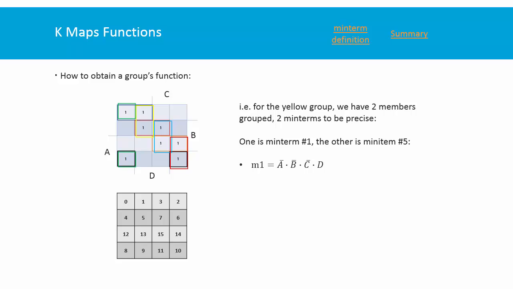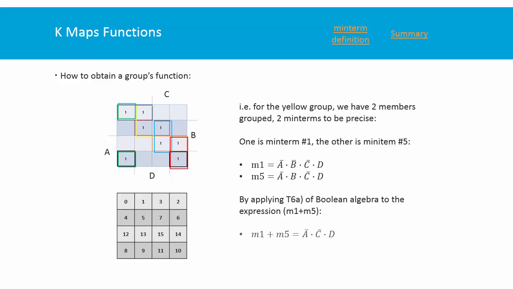If we take these expressions, min term 1 would be A inverted, B inverted, C inverted, D, and min term 5 would be A inverted, B, C inverted, D. If we take theorem 6 of Boolean algebra, then this expression would be reduced to A inverted, C inverted, D. So this is how you get the expression of a group of 2 ones.